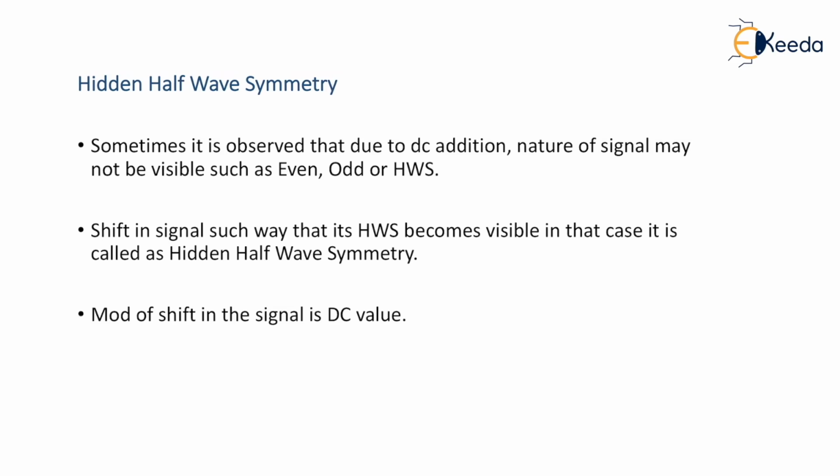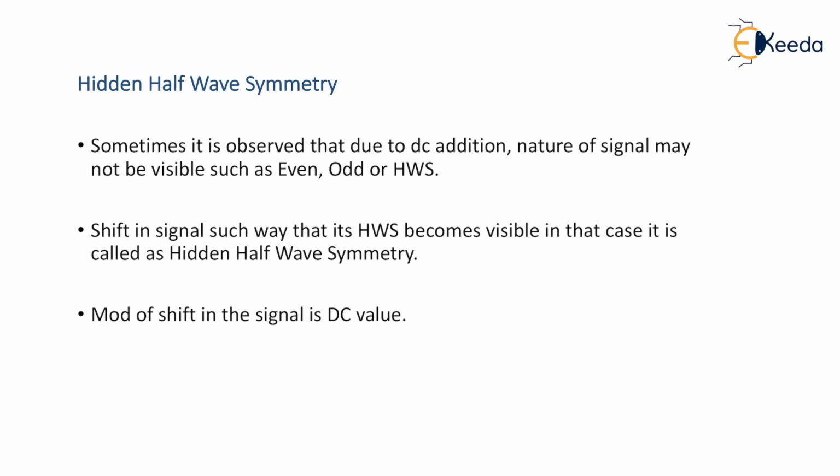So what really happens? It loses its symmetry. This symmetry could be even symmetry, odd symmetry, or half wave symmetry, but now it is hidden because of the DC insertion. So because of the DC insertion, it is hidden, and if I try to remove that DC out of it, then this half wave symmetry becomes visible again. I hope you got my point. And if not, then in the problems with some examples, I'll try to make you understand this point again.